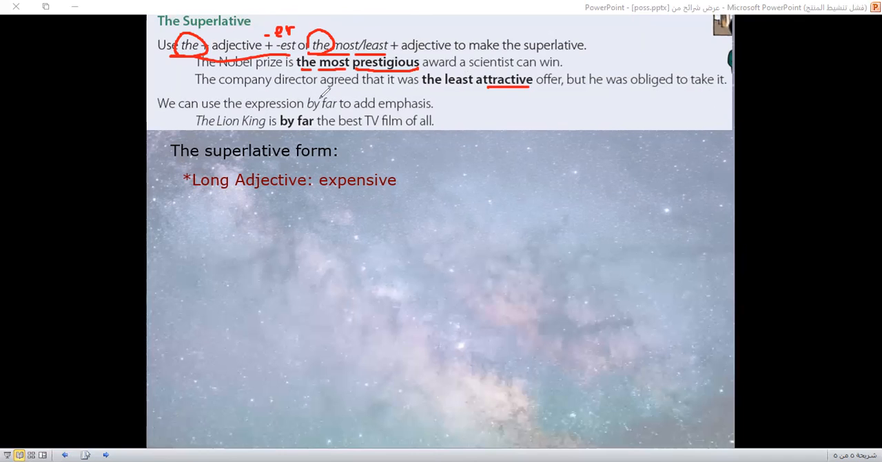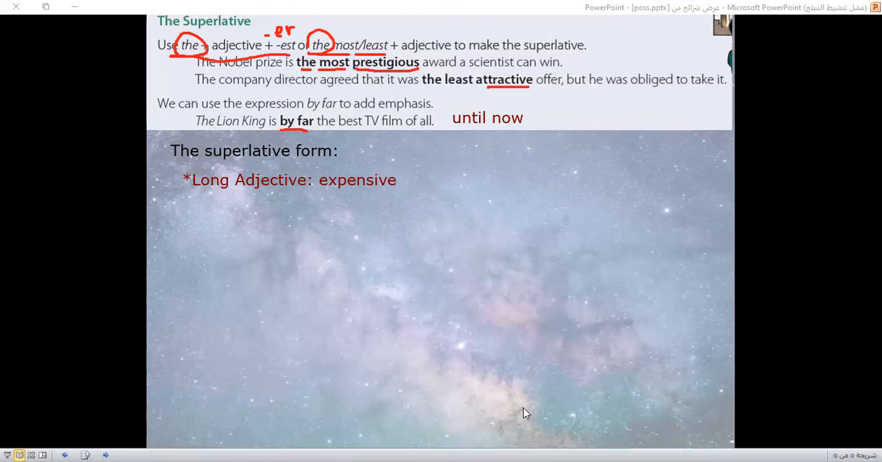We can use the expression by far to add emphasis. The Lion King is by far the best TV film of all. Do you know the meaning of by far? By far, this is the only thing that I know. What is the meaning of by far when I use it in a sentence? على حد العلم. Yes, or until now. You can write it down in your notebook. When they say by far, you will hear it mostly in movies also. They mean until now. By far the best TV film of all. So by far means until now.